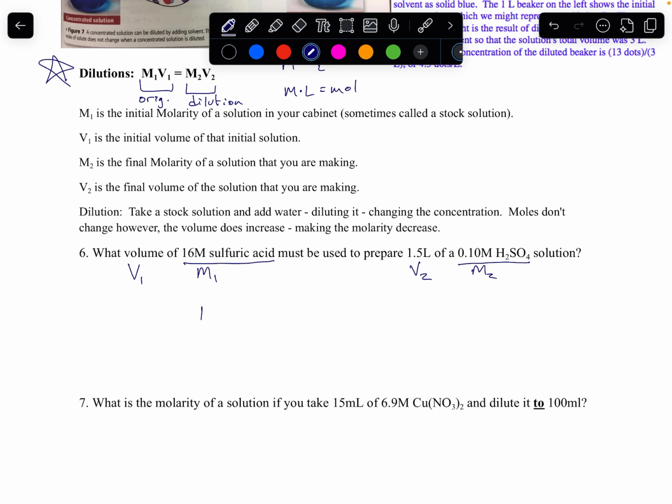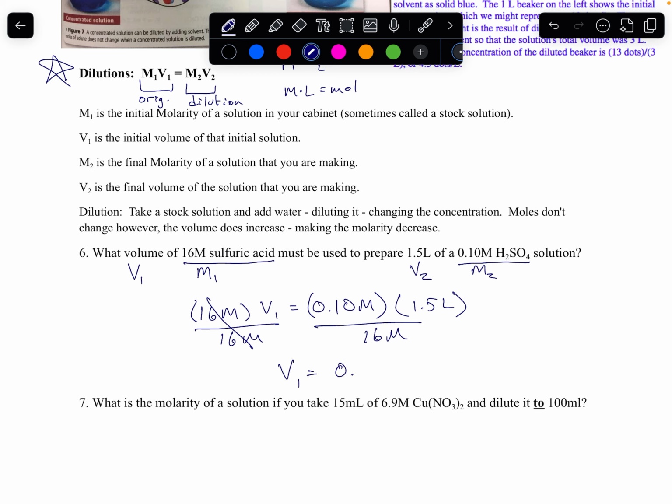Now I've got everything labeled. I know what I'm looking for, so I can plug into my equation. I'm going to do 16 molar times V1 equals 0.1 molar times 1.5 liters. I can divide both sides by that 16 molar, so that cancels out here. I can solve for V1, and that's going to be 0.0094 liters. Or to make it a more reasonable number, if I move that decimal 3 spots to the right, that gives me 9.4 milliliters.